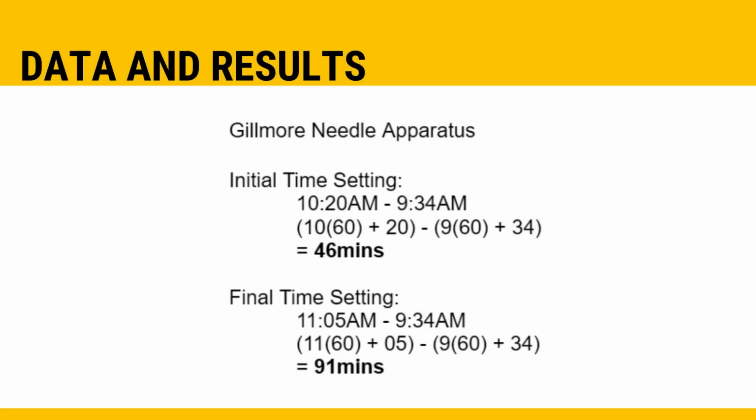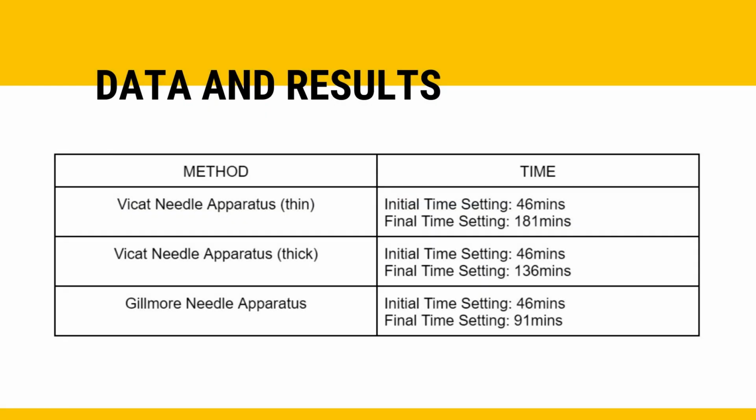So for its calculation, the initial time setting and the final time setting were subtracted from the time the water is added to the cement. So we also have the 46 minutes value for its initial time setting, and for the final time setting, we got 91 minutes. So these are the results of the overall calculations per apparatus or per method. And we started the time setting test process simultaneously in every apparatus and used the same cement paste, which is why the initial time setting is the same, and we got the value of 46 minutes.